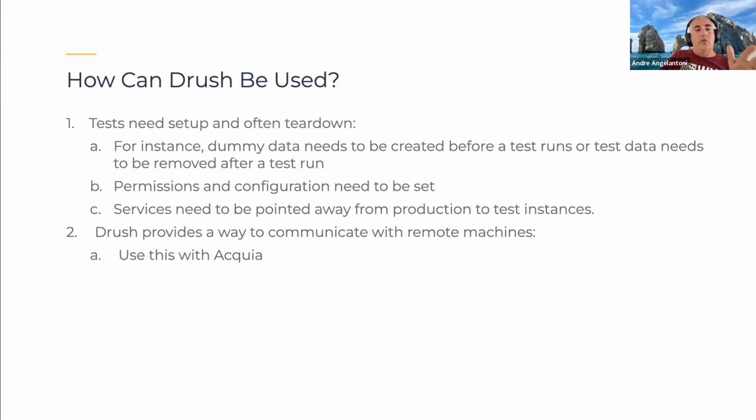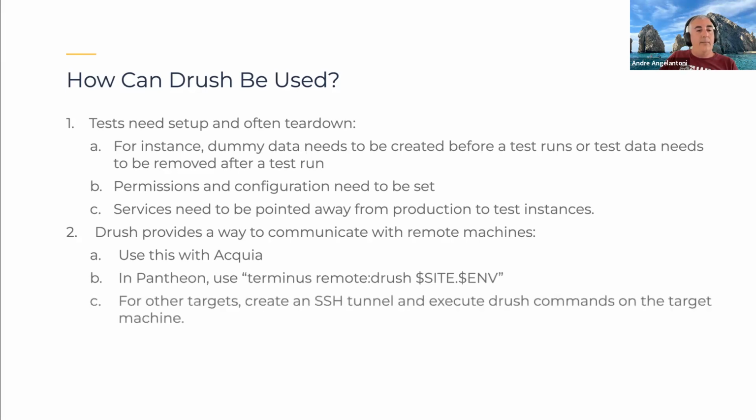Now, Drush, recall, does provide a way to communicate with remote machines. If anyone is using Drush with Acquia, you can just download the little file that gives Drush everything it needs, so that when you say, hey, Drush, I want you to talk to this server, it knows exactly behind the scenes what the URL is and how to connect. If you're using Pantheon, you can use Terminus and say remote:drush, and then specify the site and the environment. That will send a Drush command to Pantheon.